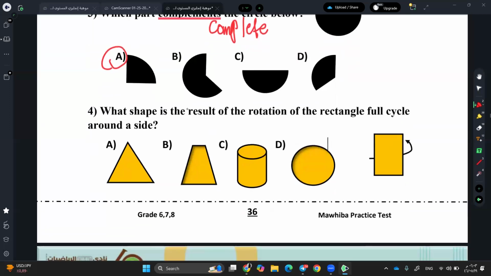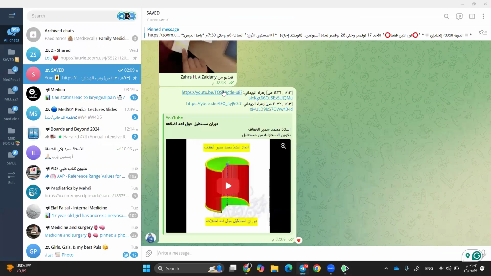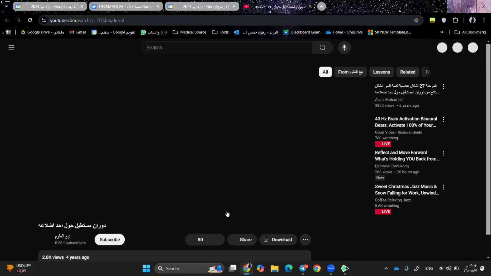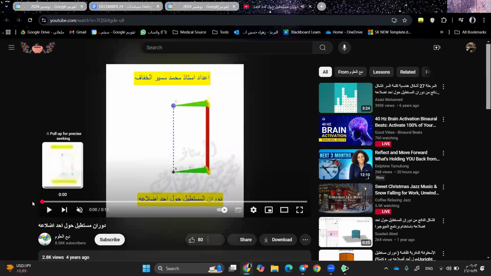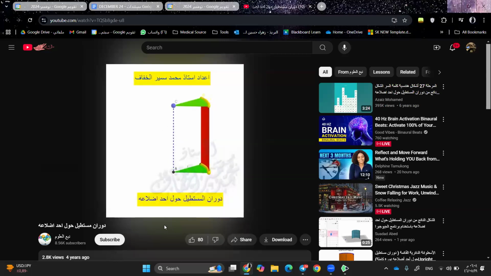Excellent, Ali. Thank you. Okay, before we solve this question, let me show you a video of a rotation. It's not necessary here, but let's see. Rotation of a rectangle around itself, or full rotation, or it's called rectangle full circle around side. Okay, all of them will be like that. Let's see the video here. So the rectangle rotates itself.